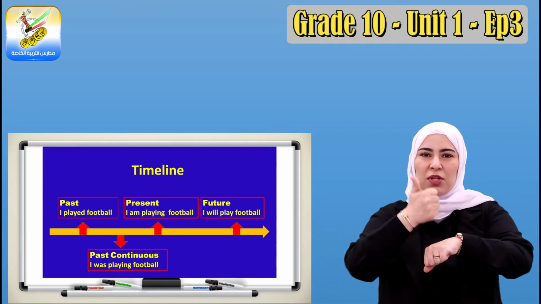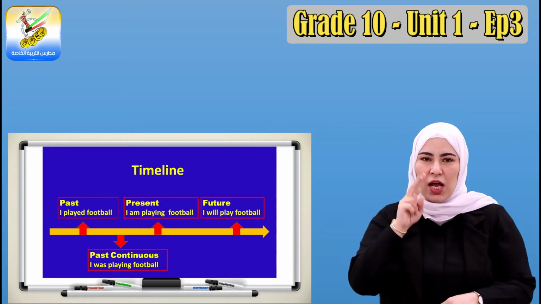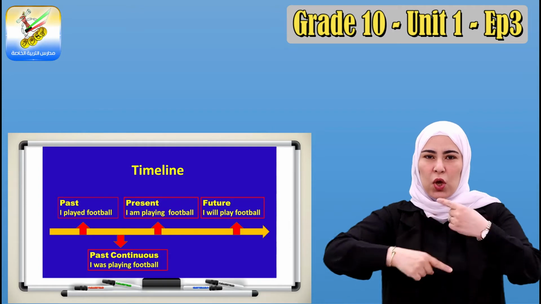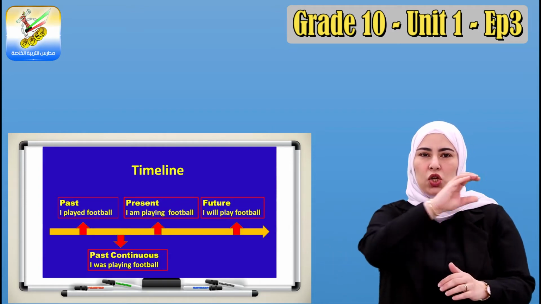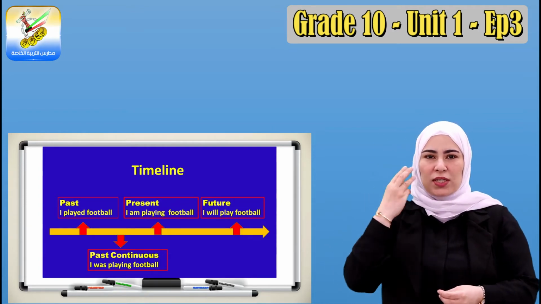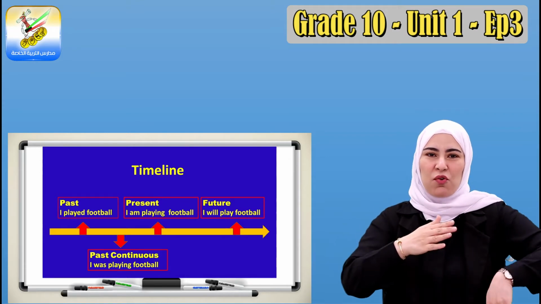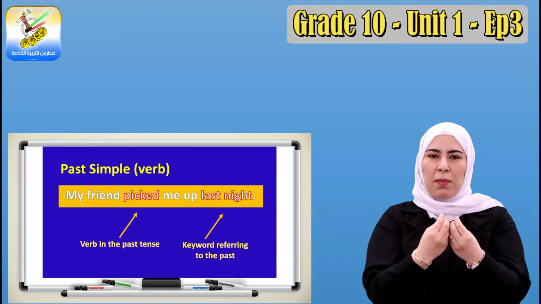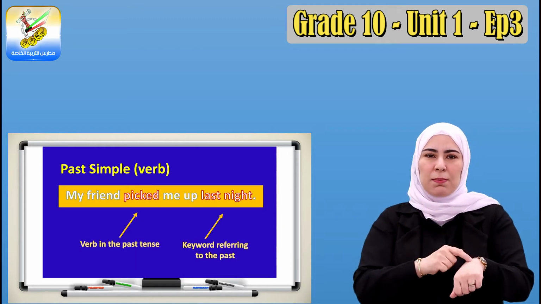Now, take a look at this tense called past continuous. Let's read the sentence together. I was playing football. Do you see any change in this sentence? We will learn more about it in the coming slides. Let's start with the past simple using a verb.